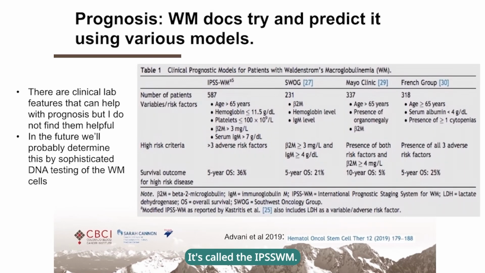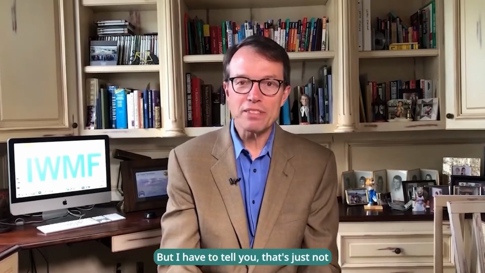It's called the IPSS WM, and they identified several factors that, when taken together, said that your survival may not be as long as somebody else who doesn't have these factors with WM. What were those factors? Age above 65, which is most of you; anemia, which is most of you; low platelets; a high blood test called beta-2 microglobulin; or an IgM above 7. If you had more than 3 of these adverse risk factors, then they predicted that your 5-year overall survival was 36%.